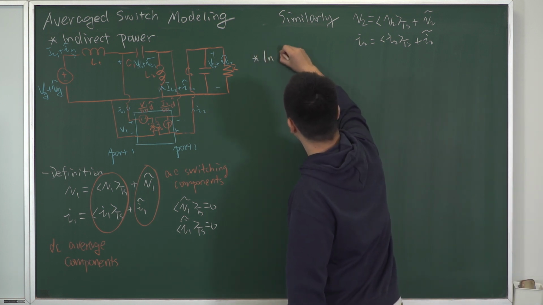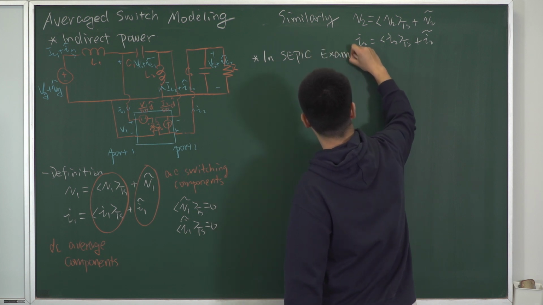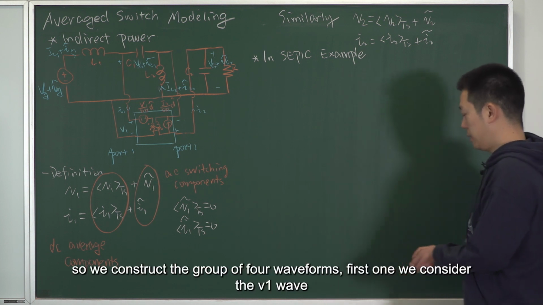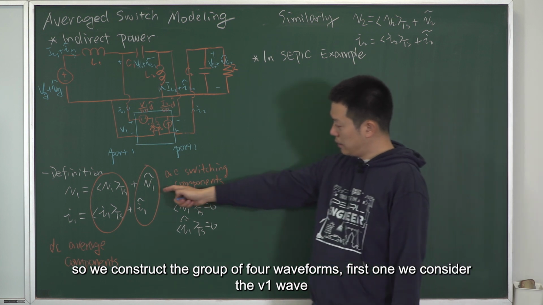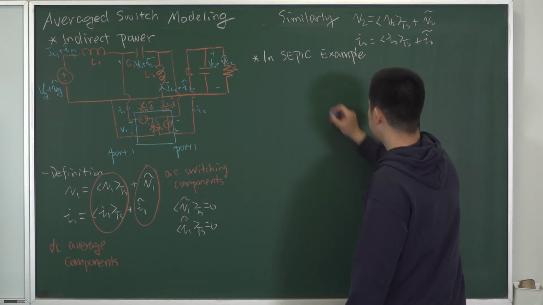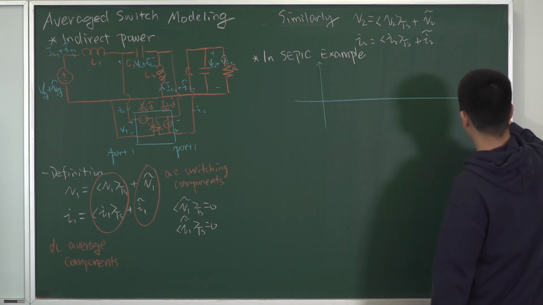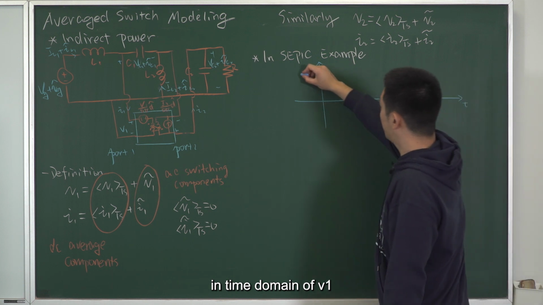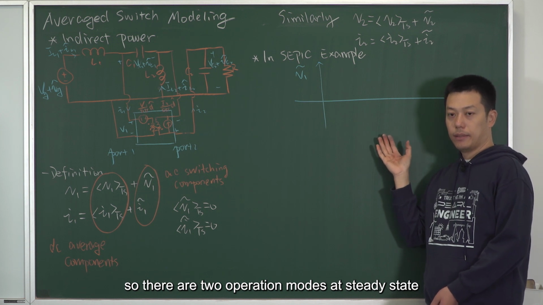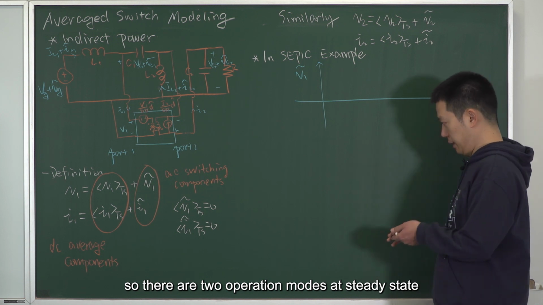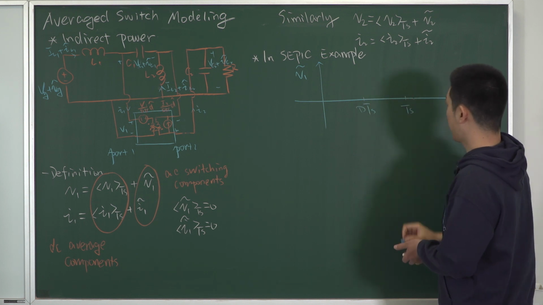So in SEPIC, we construct the group of 4 waveforms. First one, we consider the V1 wave. In time domain of V1. So there are two operation modes at steady state. So here is the DTS, here's TS.